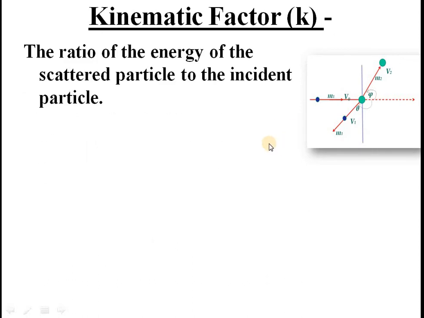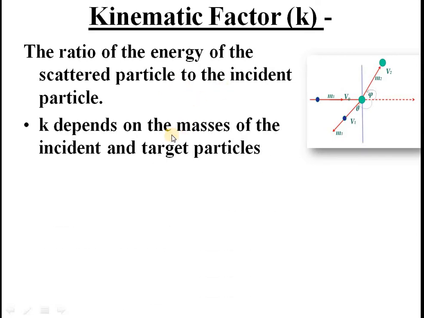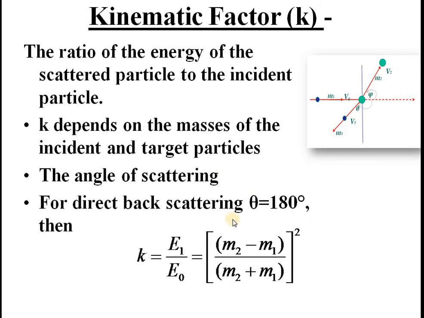So you can define the kinematic factor as the ratio of the energy of the scattered particle to the incident particle, E1 by E0, and K depends on the masses of the incident particle and the target particle. This is obviously clear from the equations. It depends on M2. So by knowing K, there is a pathway by which you can measure the mass M2, the target particle mass.